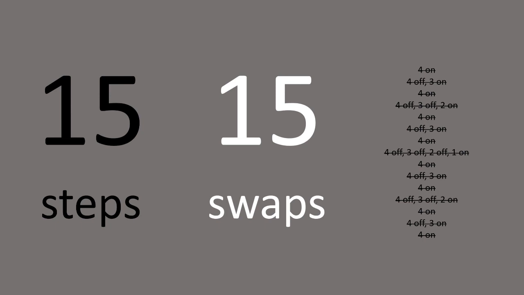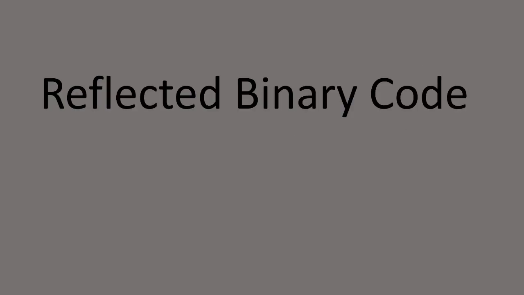This method is known as Reflected Binary Code, but is also sometimes known as grey code. This type of binary counting was developed to avoid spurious outputs from electromechanical switches, but is still used today in digital communication for error correction.